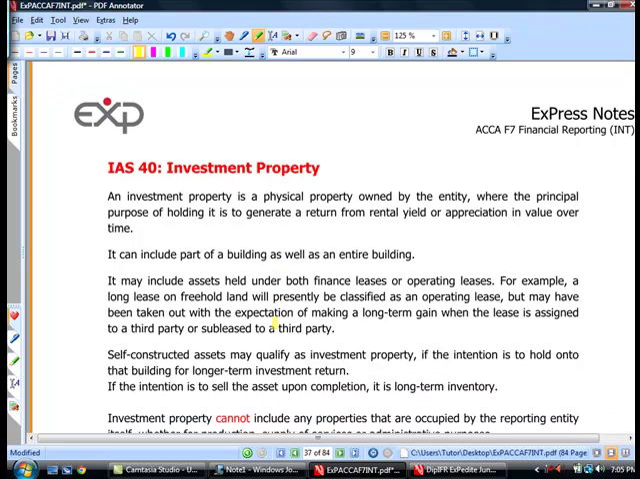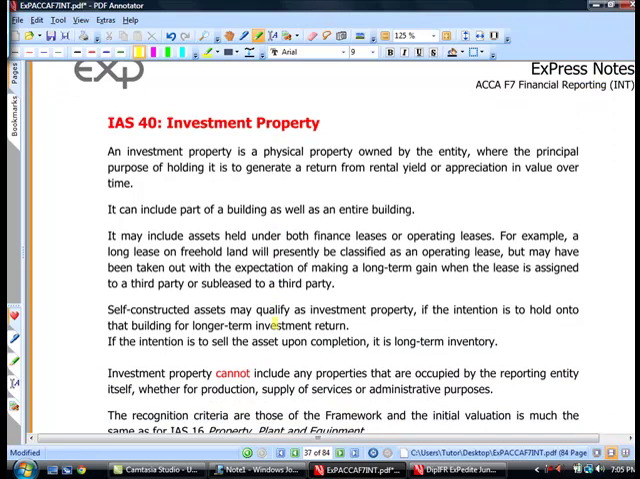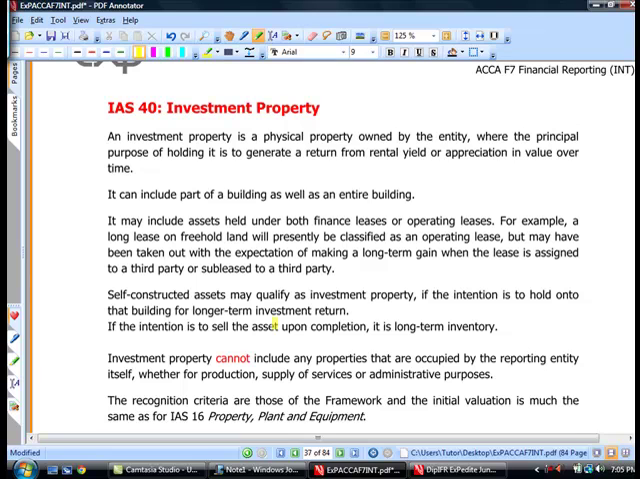IAS 40, investment property. Under the scope of this standard, it enters what we call a property which is owned by us, okay? And we are actually holding that property to obtain a rental income or to gain from the appreciation in value of the property. It can include part of the building or an entire building on its own.